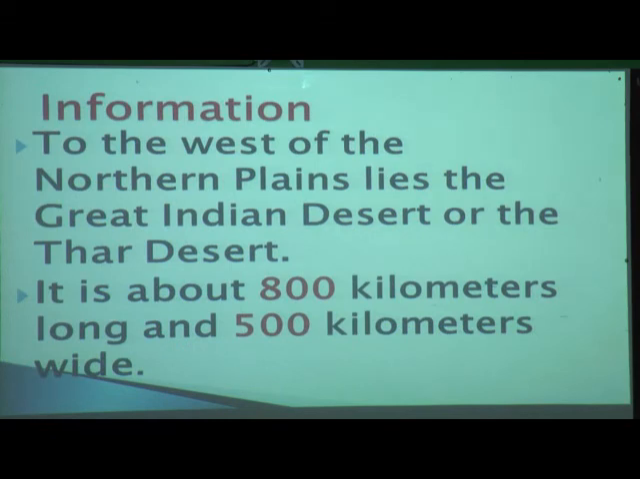Now, what is the information? To the west of the northern plains lies the Great Indian Desert, or the Thar Desert. It is about 800 kilometers long and 500 kilometers wide.